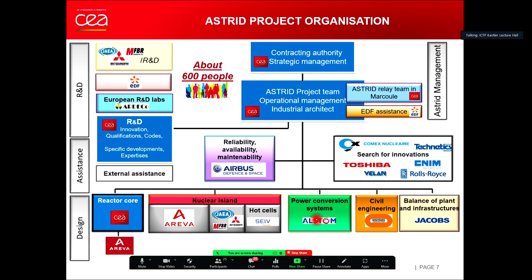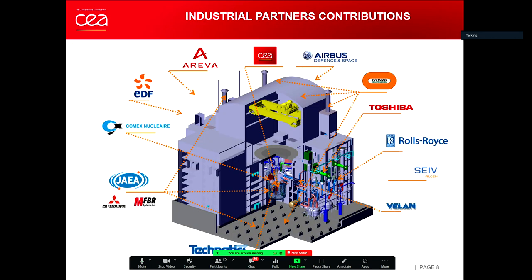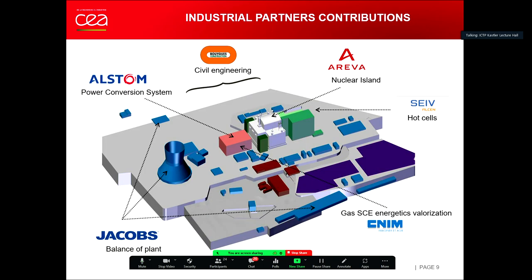And we have also some other companies like Toshiba for the pump, electromagnetic pump, as I told you this morning, KNIM, Velan for the valves, Rolls-Royce for the heat exchangers, and so on. So many companies, and of course, Framatome. So a lot of partners. Here you have a view on the Astrid, just to show where they were working.